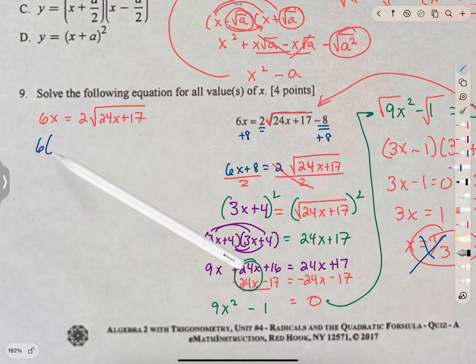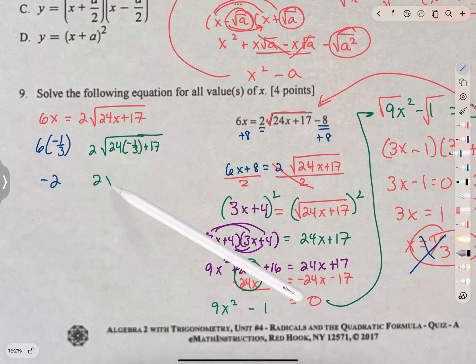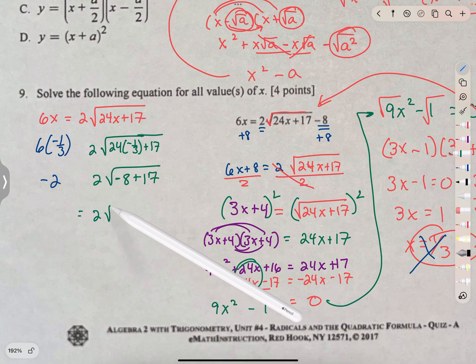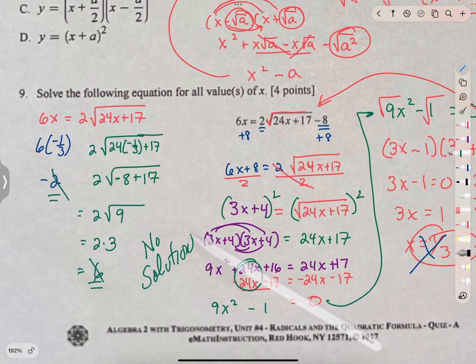So I'll put negative 1/3 in there. That gives me 1/3 of 6 is still 2, but now it's a negative 2. And I'll check the right-hand side. 24 times negative 1/3 plus 17. So 1/3 of 24 is still 8, but now it's negative 8 plus 17 equals 2 times 9, which is 2 times 3, which is 6. But those don't match. This thing must have no solutions. But now I'm going to double check it.